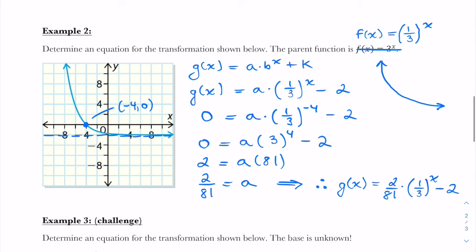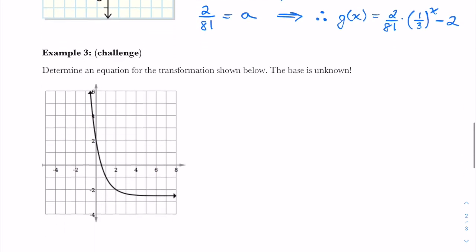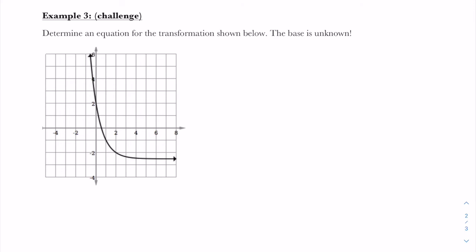Moving on to our last example, we have a challenge one here. And the reason why this one is a challenge is because the base is unknown. So we're going to have two unknowns now, and you're going to see how this will play out. So I'll get started by writing out the general equation.